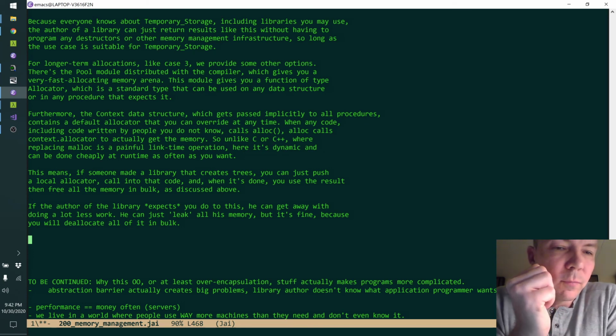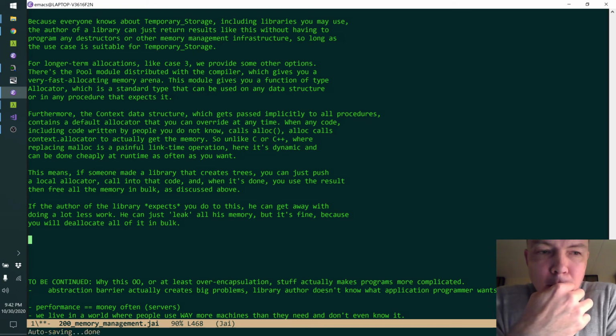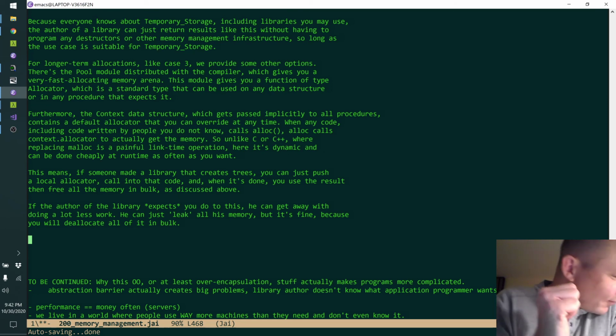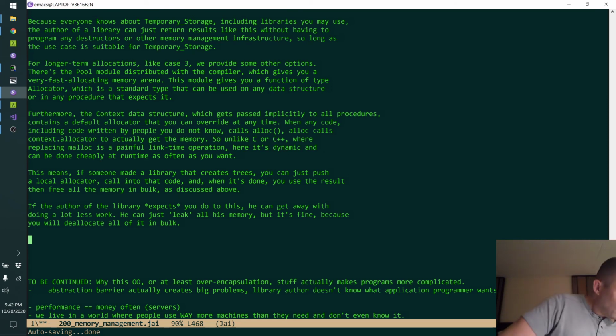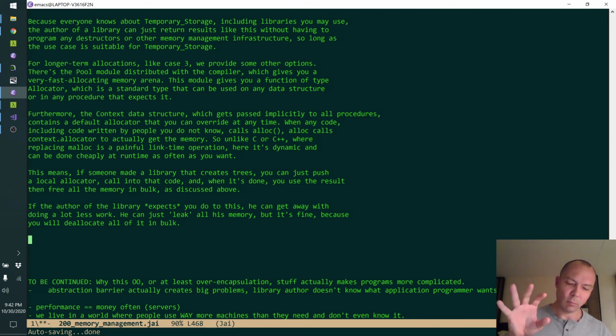Okay, what else? Does the context have calls to push pop allocators? No, you do that manually. Well, actually, what happens is you can make a new context, right? And then you push the whole context and do a block of code. And then when the block of code exits, that context gets popped. That's how that works typically.